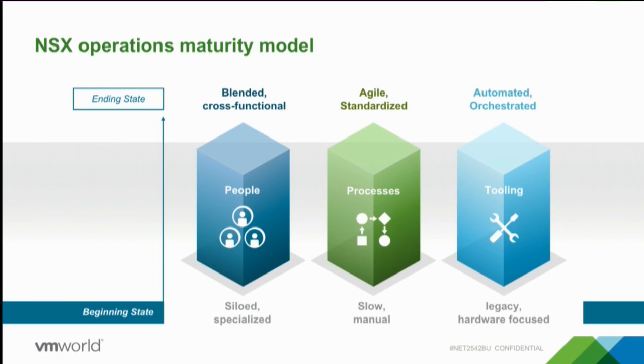From a process point of view, challenge some of your existing processes. They might be slow, they might be manual. Make them agile, make them standardized. And from a tooling point of view, think of replacing some of your legacy hardware-focused tools and think about how you are going to orchestrate and automate. You probably don't want to do the same manual steps over and over again. You probably want to automate and orchestrate and then move on to doing other interesting things.